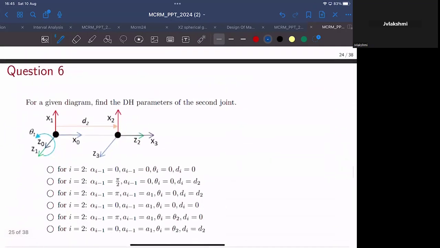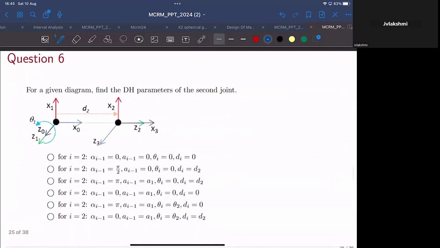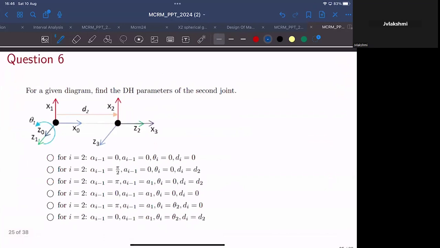Okay, so for the sixth question, we are asked to find the DH parameter for the second joint. You can consider this to be a revolute joint, no problem. Even if you don't consider that, it's not going to be an issue. So for the second joint, we need to find a mapping between the first joint and the second joint. Right? How do we do that? So I'll simply draw the first and second joints only.